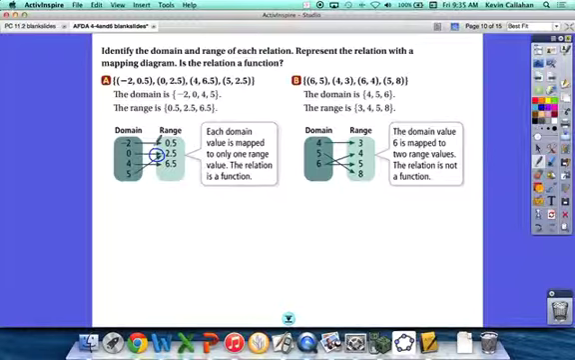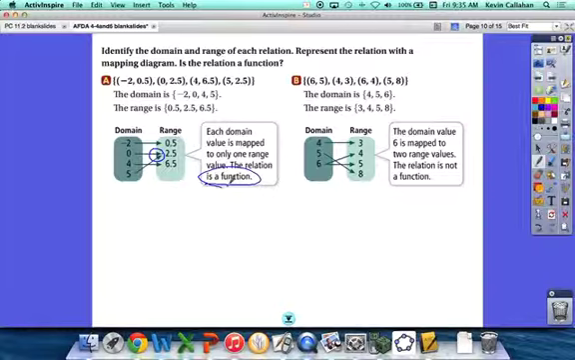Is that a function? Yes. It's okay to have more than one arrow going to the same member of the range. What has to be true is there can only be one y value for each x value. So this is a function.